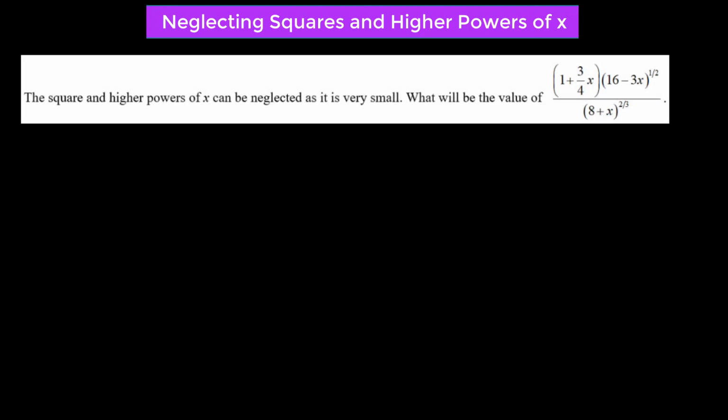In this question, we are provided with an expression and then we have to simplify it using the binomial theorem. Here we have to ignore the square and the higher powers of x. So for the first term, we have the first expression is 1 plus 3/4 of x. So it's not raised to any rational number, so we'll write it the way it is. So we have 1 plus 3/4 of x.